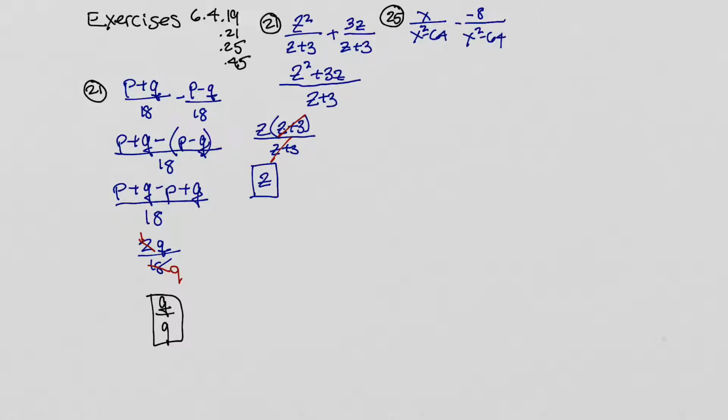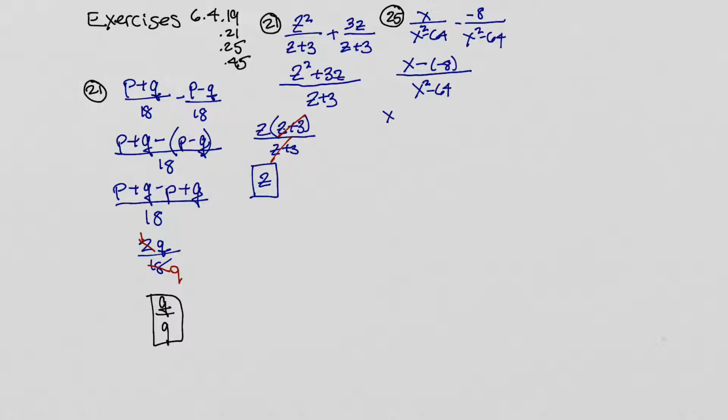Now, once again, in number 25, we've got two fractions with the same denominator. So we're just going to combine those numerators. Let's draw a fraction bar here and use the same denominator, the LCD. And in the numerator, we're just going to take this left top minus the right top. But be careful, we've got a lot of negatives there. I'll write it all. It looks like x minus that negative 8.